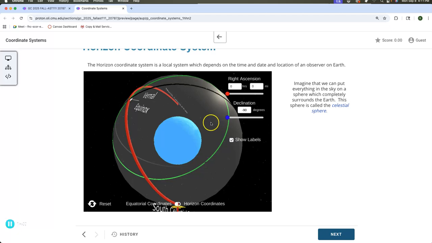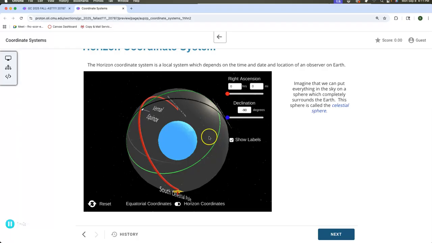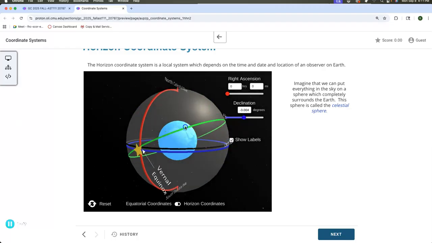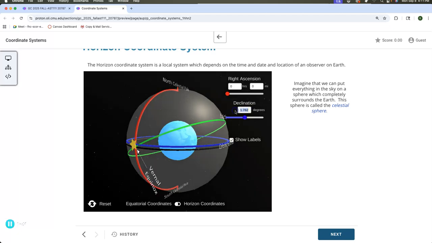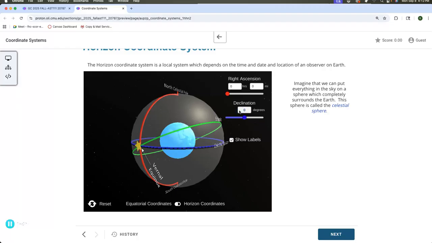The South Celestial Pole at negative 90 degrees declination. Okay. So, declination tells me where the star is north or south of the equator. Right, north or south. Right ascension tells me where the star is east or west around the equator. 0 degrees declination is the celestial equator. No, not 90. 0. There we go. All right.